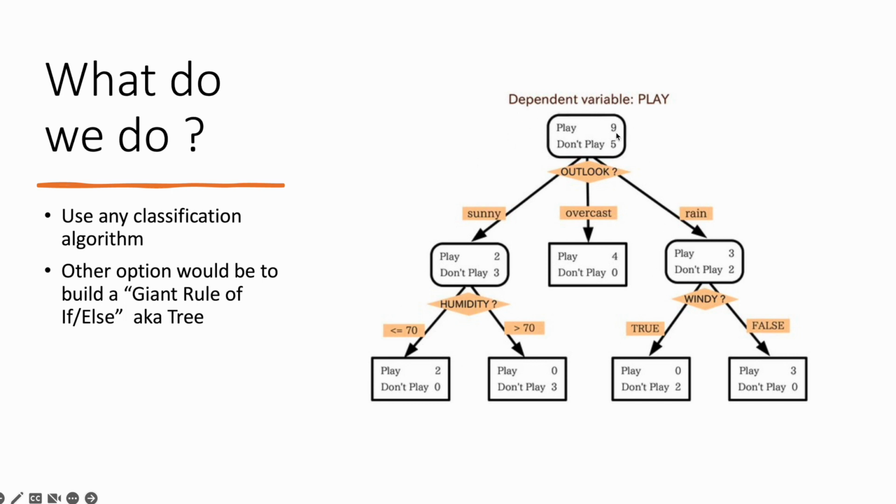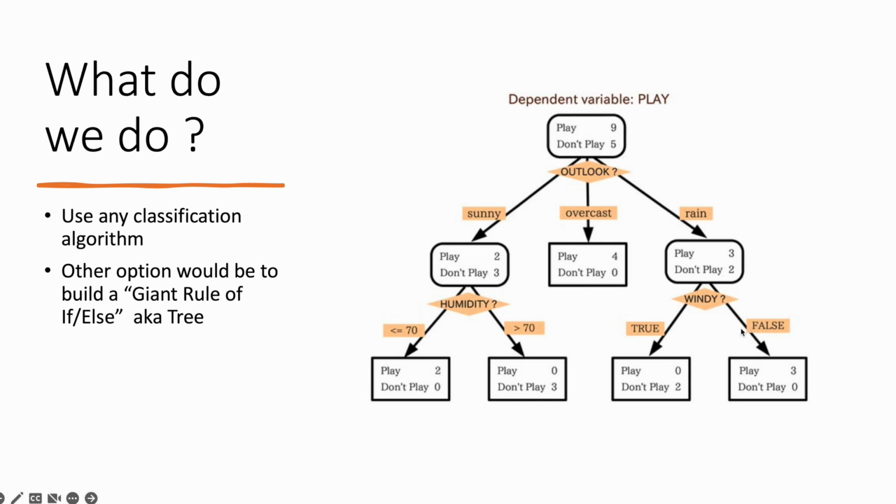Now, if you notice this decision tree, the first decision I'm taking is on the outlook. Play 9 and don't play 5, these are the observations. So I have 9 observations where I'm playing and 5 observations where I'm not playing. Now, based on whether outlook is sunny, overcast, or rain, I'm further splitting it. If sunny, play 2, don't play 3 observations. If overcast, play 4, don't play 0. If rainy, play is 3 observations and don't play are 2 observations over there.